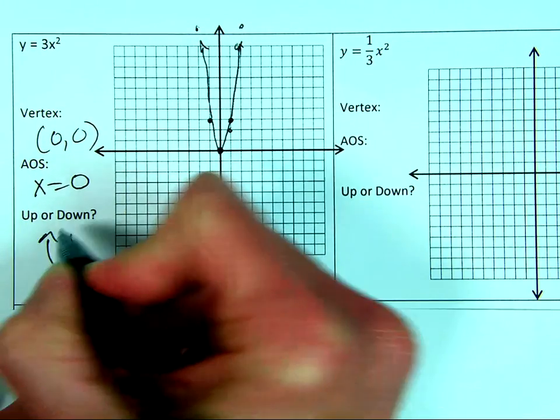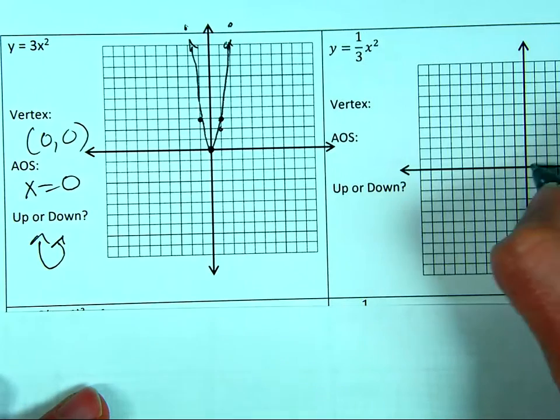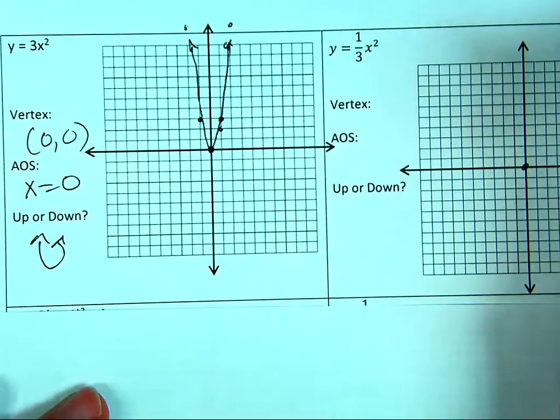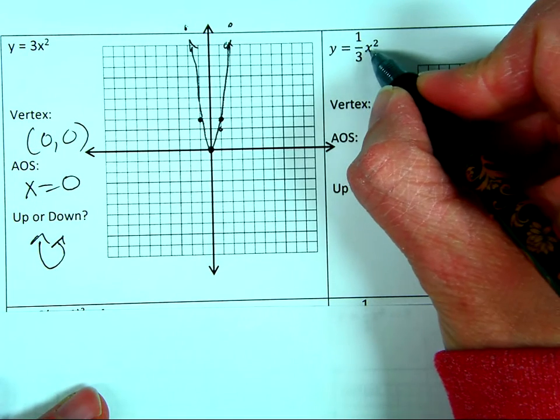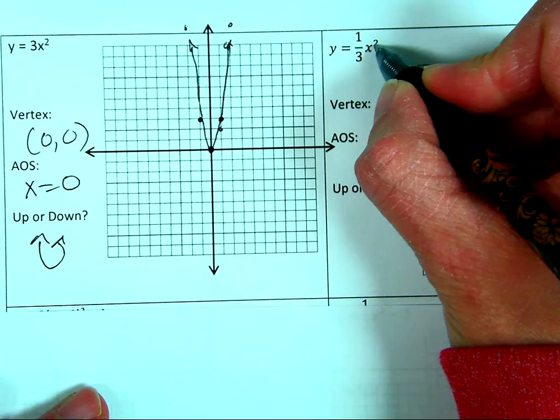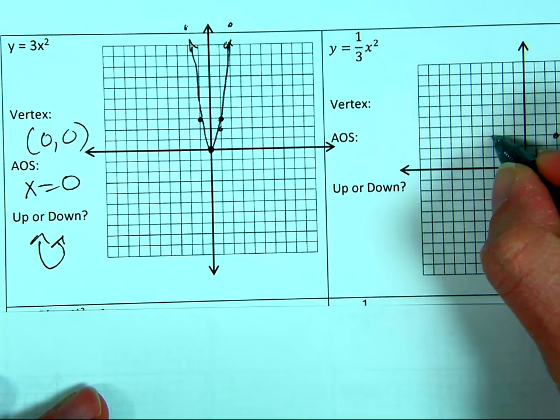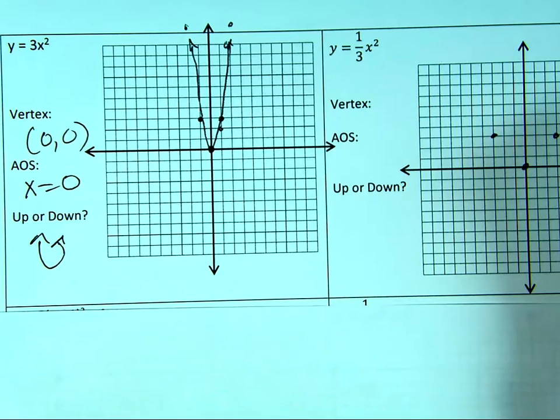This one, 1/3, if we put a 0 in there, we get a 0. What if we put a 3 in there? If we put a 3 in there, it's 3 squared, which is 9, and then times 1/3, which is 3. So if I go over 3, I'm up 3. Remember the pattern when it was 1/2? It was over 2, up 2.